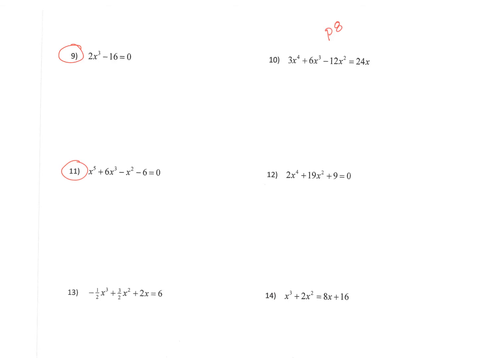When I first look at this, there's a GCF. My GCF is 2, so let's take that out. And once I take out my GCF, what I'm supposed to factor shows up. When I look at this, this is the difference, because it's subtraction, of two cubes.